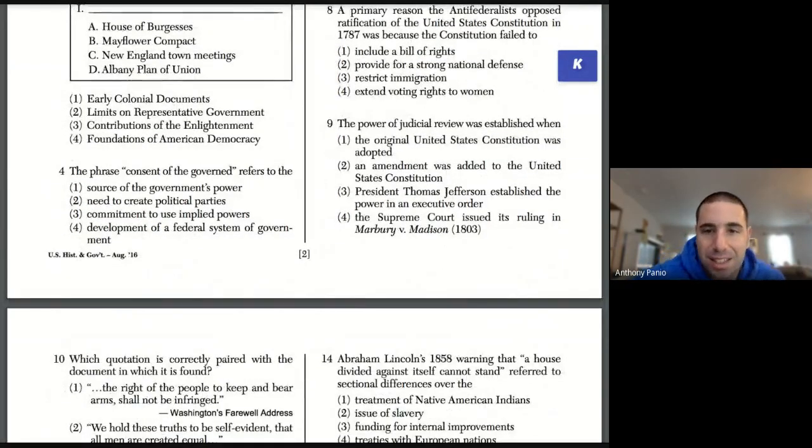The phrase consent of the governed refers to... the correct answer is 1, the source of the government's power. Remember, the people run the country. When I ask you who runs the country, you should not say the president. It is the people. And the term that gives people the power is consent of the governed. The people are the governed. The people give their consent to do things.